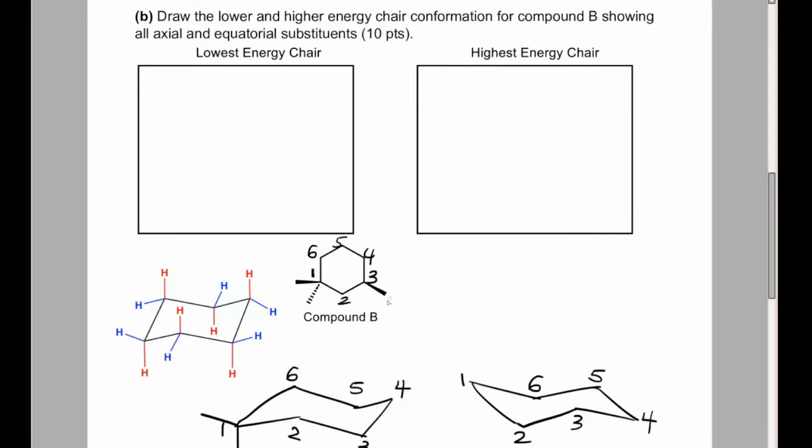And then on our number 3 carbon, there's another methyl group, and it's going to be up and out because it's wedged, so it's in front. So it has to be up or up and out. In this case, it's just up and out.